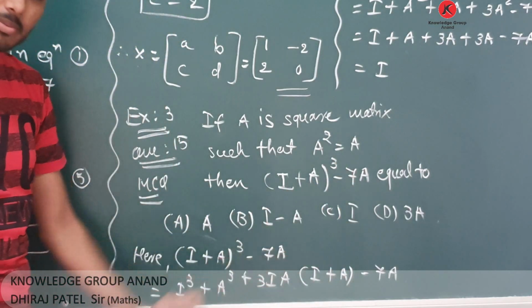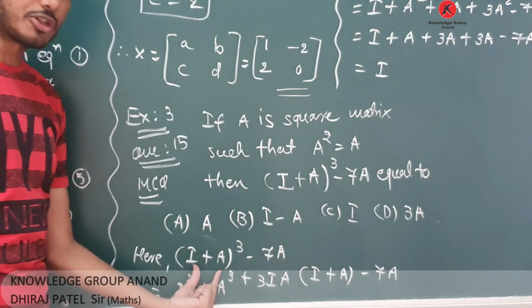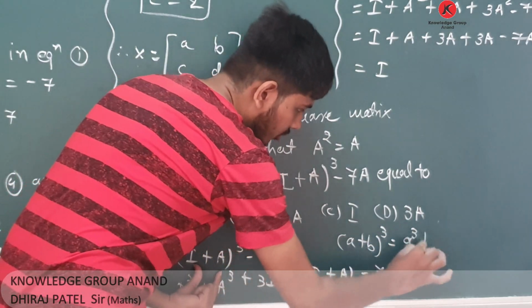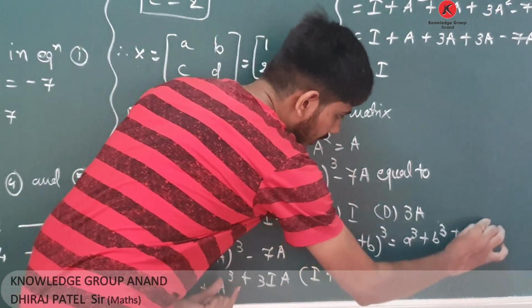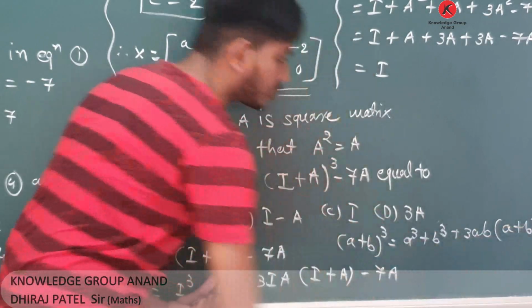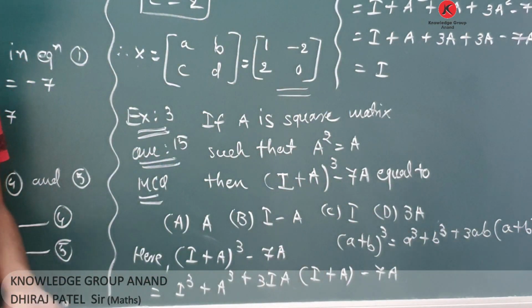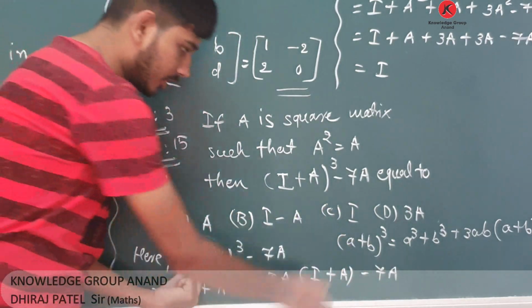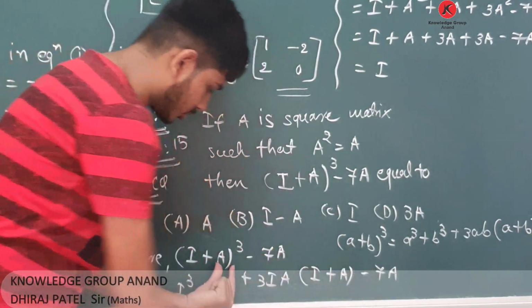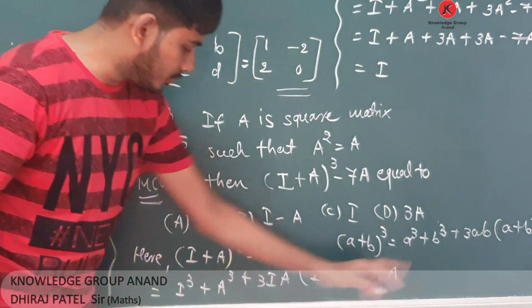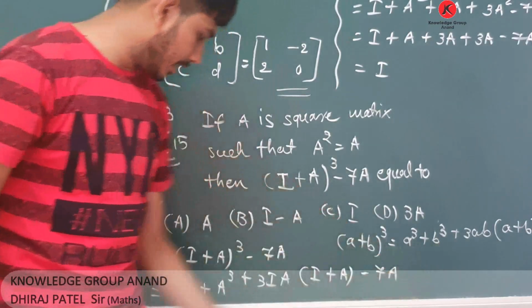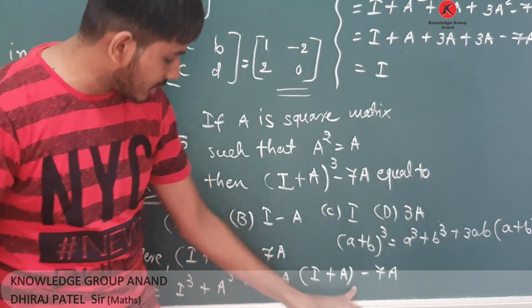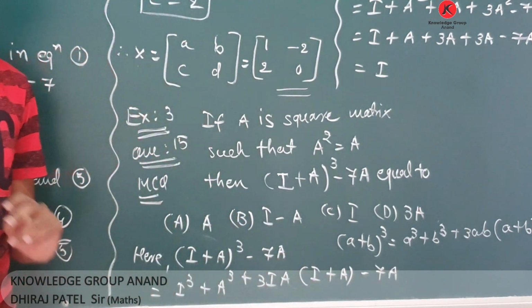Now, see here, the given is (I plus A) whole cube minus 7A. And we know that (A plus B) whole cube equals A cube plus B cube plus 3AB into (A plus B). By use of this formula, we can put the value of A equals the I matrix and the value of B equals the A matrix. We are getting A cube, that means I cube, plus B cube, that means A cube, plus 3IA into (I plus A), and minus 7A is there.